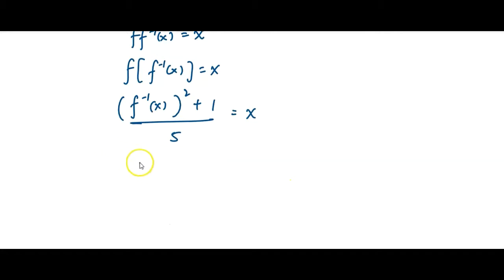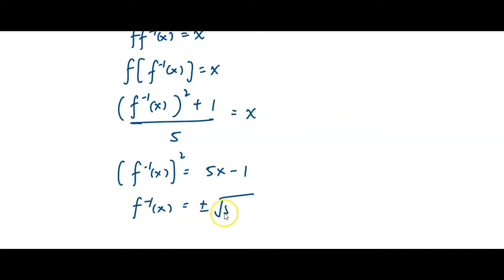Then to get the f inverse, I'm going to bring the 5 over, so we got 5x, and the 1 over to get negative 1. Okay, so here you got a square, right? Now, to get the f inverse, I'm going to take the positive negative square root of 5x minus 1. So here we have two functions. One is a positive square root of 5x minus 1, and the second function is negative square root of 5x minus 1.